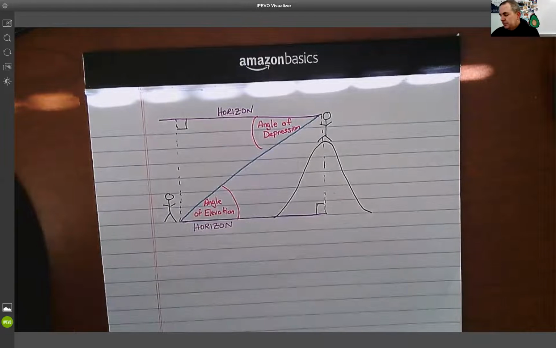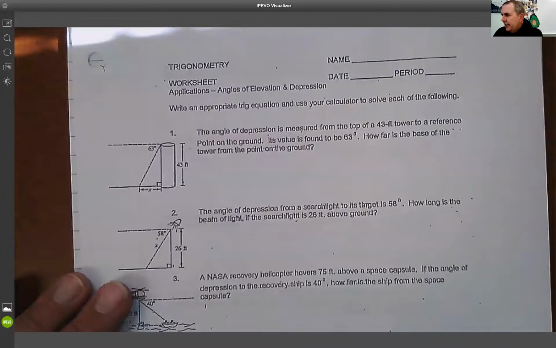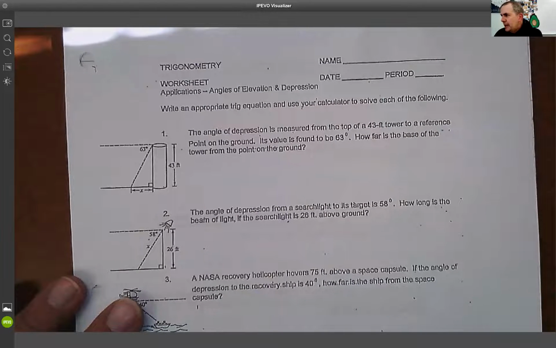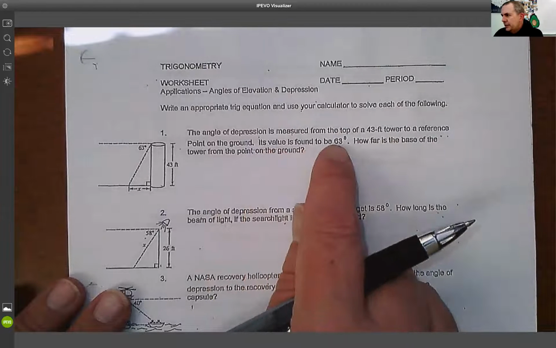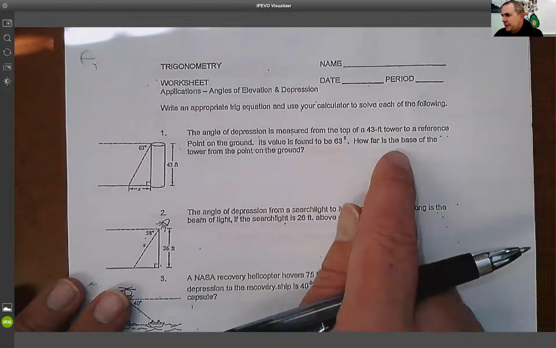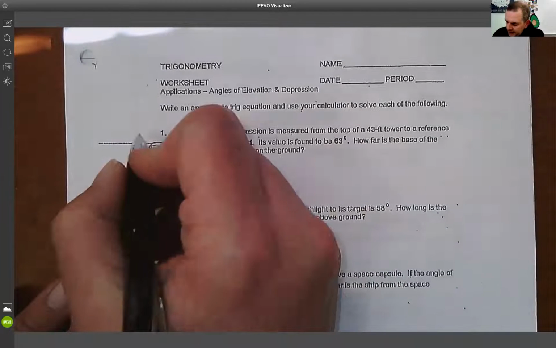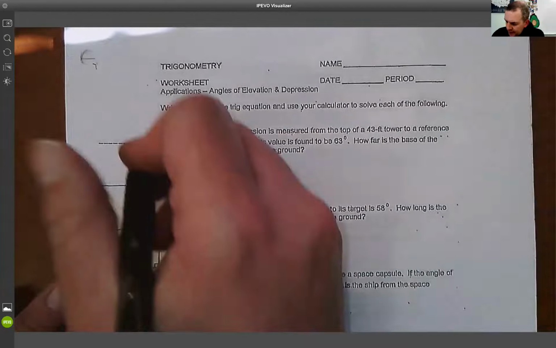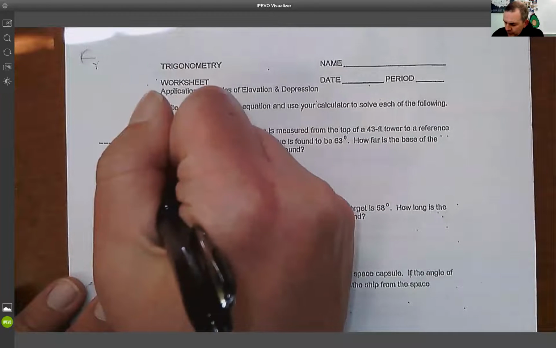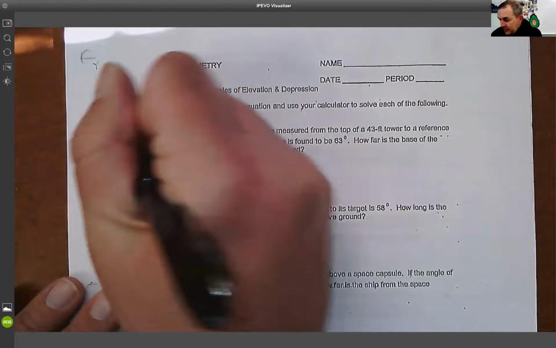So what we did is problems like this. Let me zoom in so we can see a little bit better. The angle of depression is measured from the top of a 43-foot tower to a reference point on the ground. Its value is found to be 63 degrees. How far is the base of the tower from the point on the ground? In this case, this is my angle of depression. I don't want to look at this triangle on the right. I actually want to envision this triangle over here on the left.